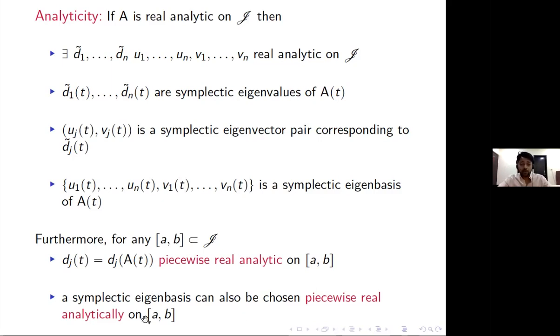And moreover, we also find, corresponding to these ordered symplectic eigenvalue maps, a symplectic eigenbasis which is also piecewise real analytic on [a, b].